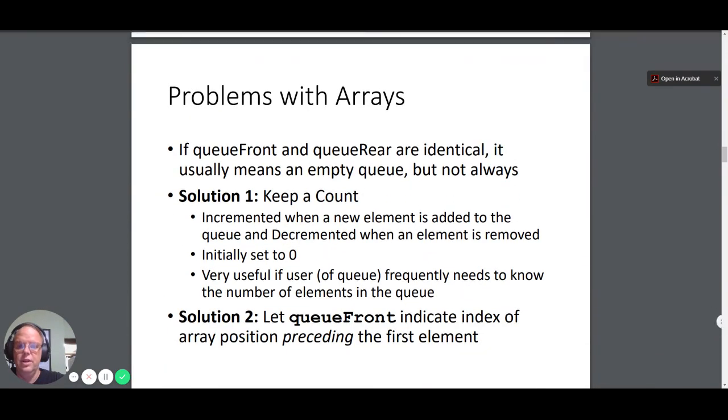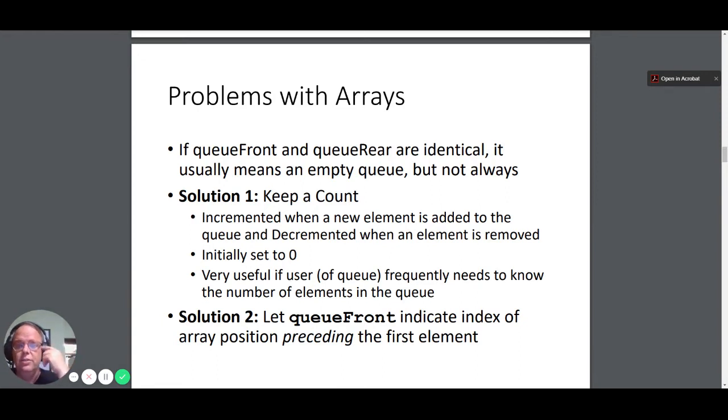Another one is if queue front and queue rear are identical, that means that basically they point at the same thing. It usually means we have an empty queue, but not always, because it could be that there are more elements in there than we need. So basically keep a count, increment that count when a new element is added, and decrement it when an element is removed. Initially set it to 0 so that there are 0 elements in the queue.